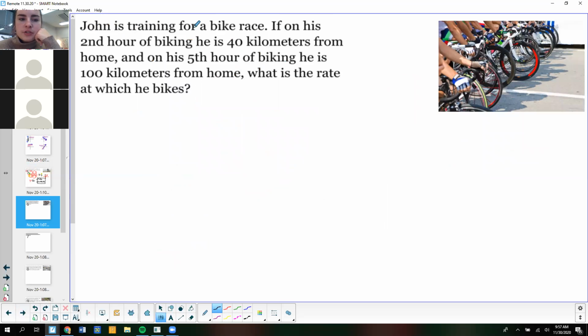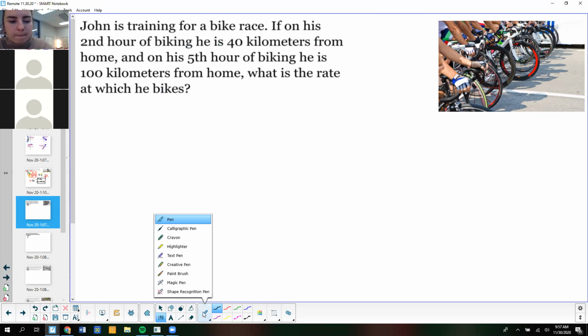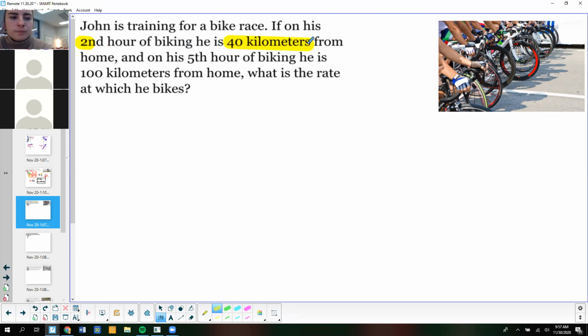So this says John is training for a bike race. If he is on his 2nd hour of biking, he is 40 kilometers from home, and on his 5th hour of biking, he is 100 kilometers from home. What is the rate at which he bikes? So a few different things going on. In his 2nd hour of biking, he's 40 kilometers from home. In his 5th hour, he is 100 kilometers from home. What is the rate at which he bikes?